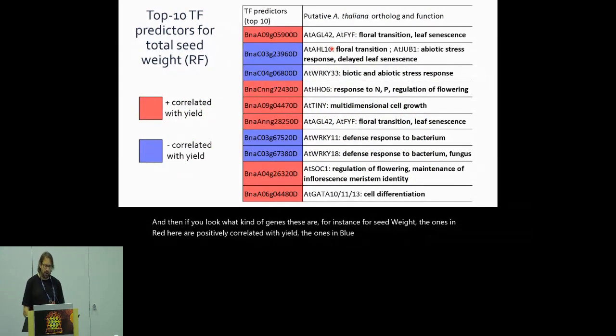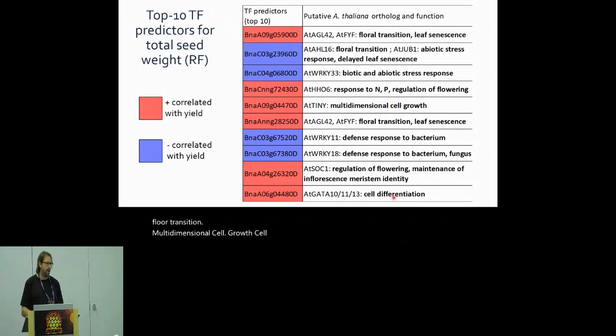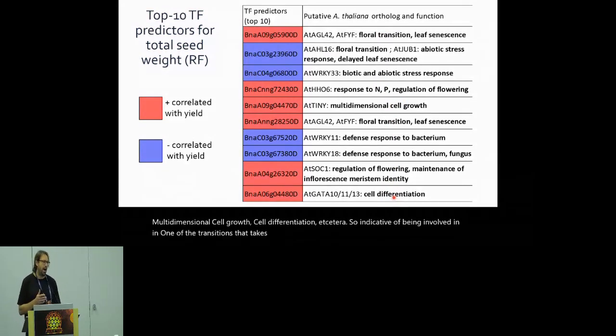And so most of the red ones, so the positive correlates with yield, are involved in the floral transition, multidimensional cell growth, cell differentiation, etc. So indicative of being involved in one of the transitions that takes place and is known to take place actually in Brassica napus in autumn, around the time point that we actually profiled the transcriptome of the leaves.